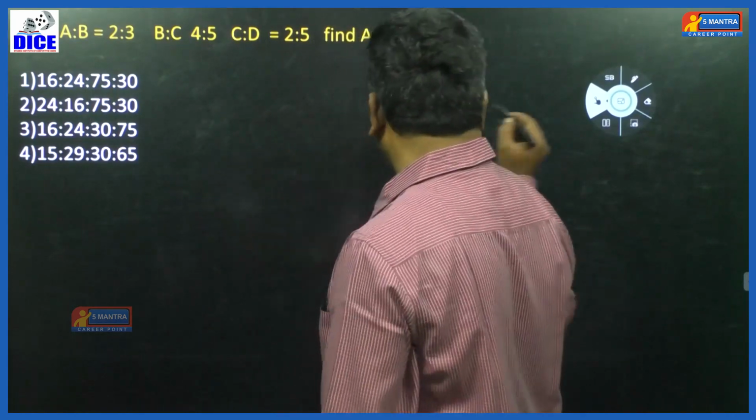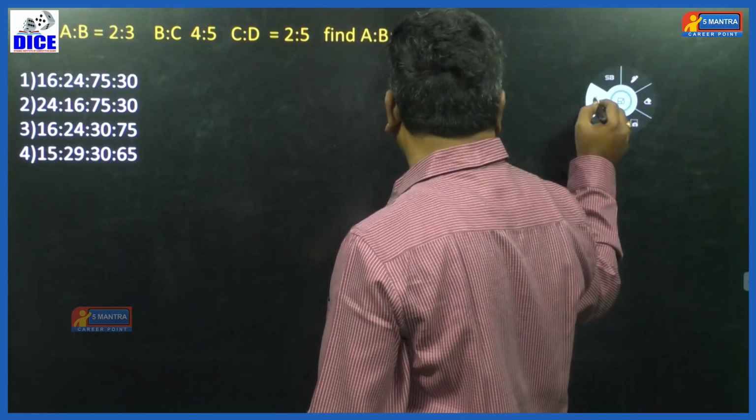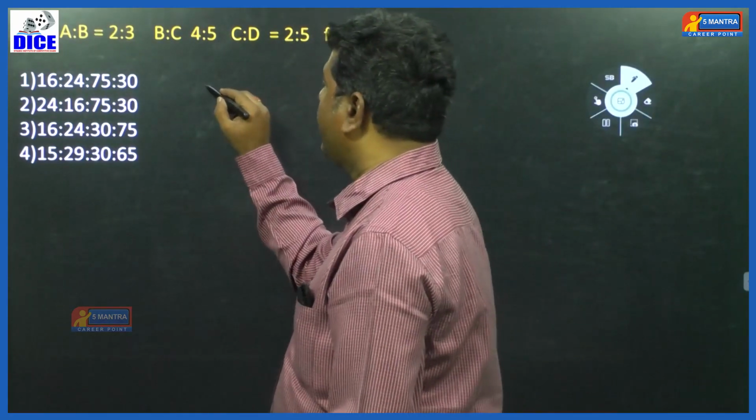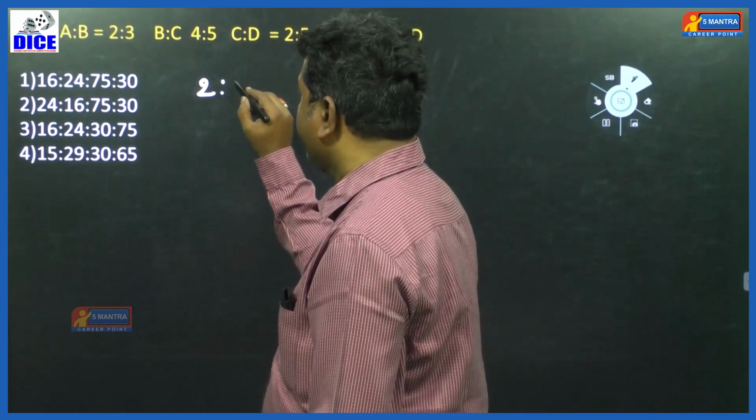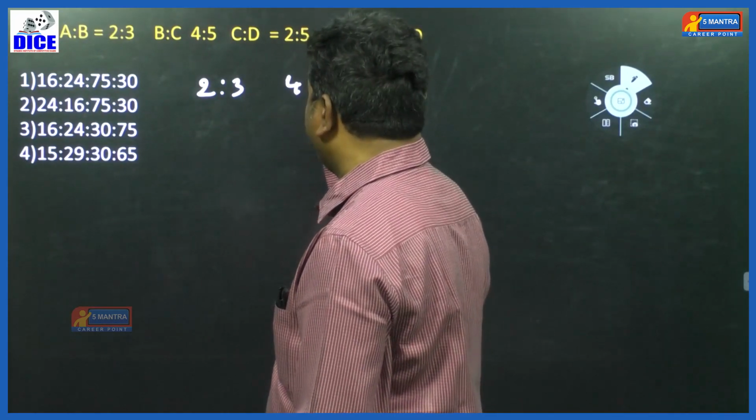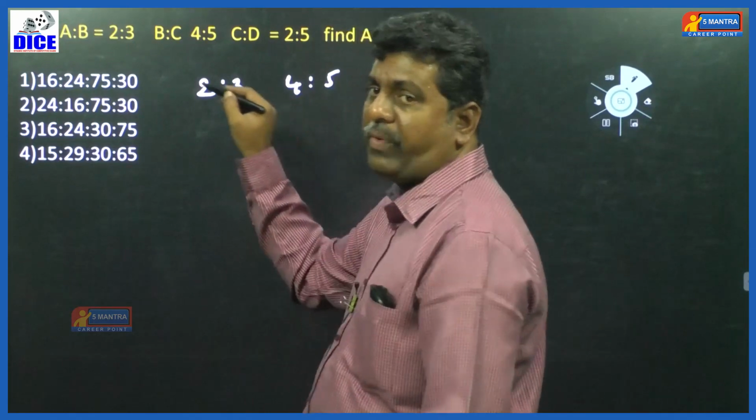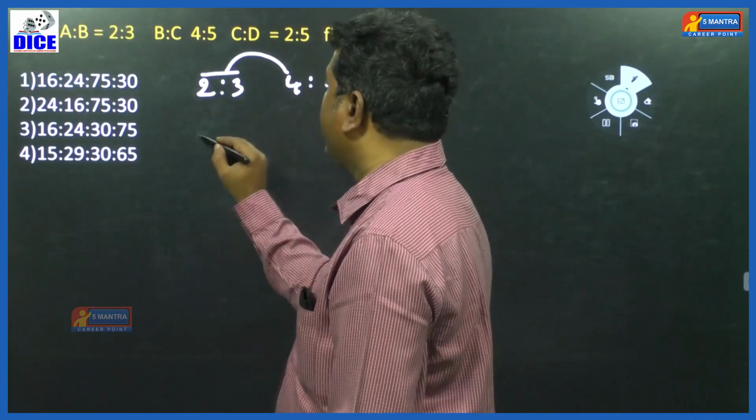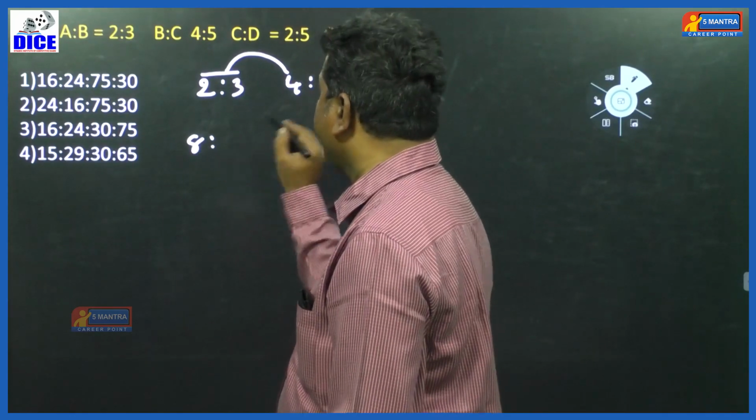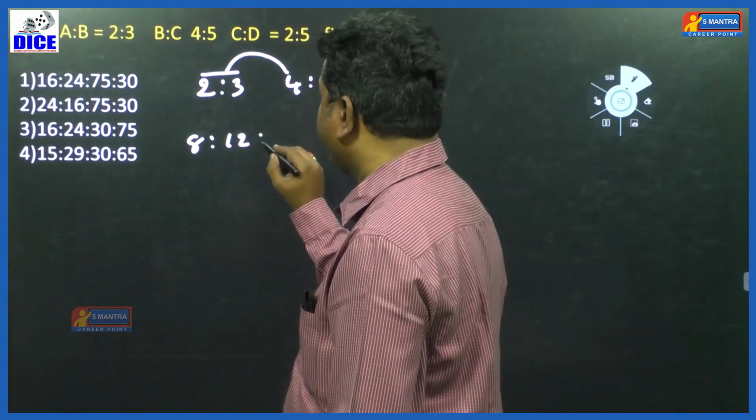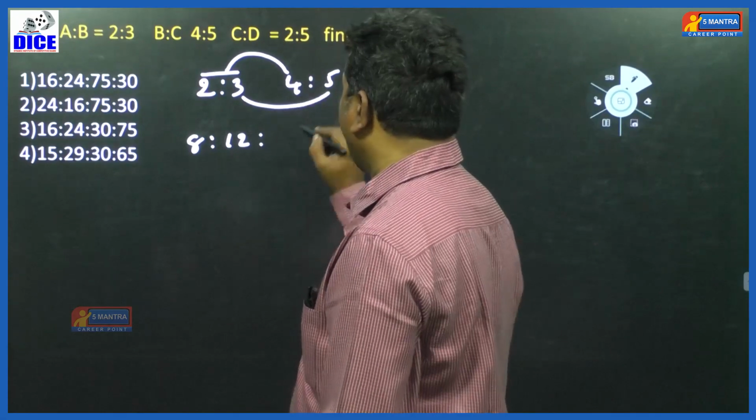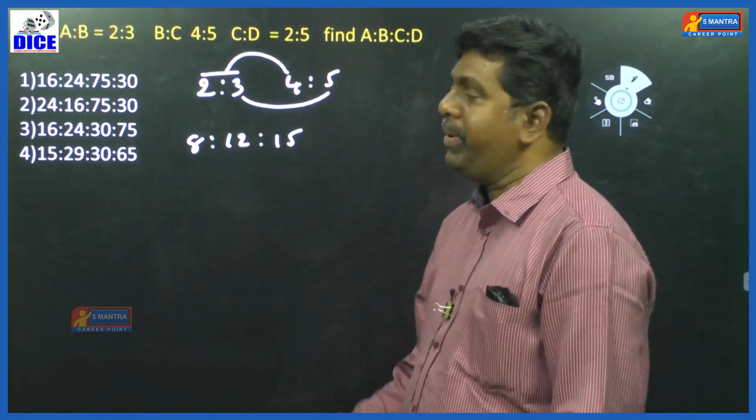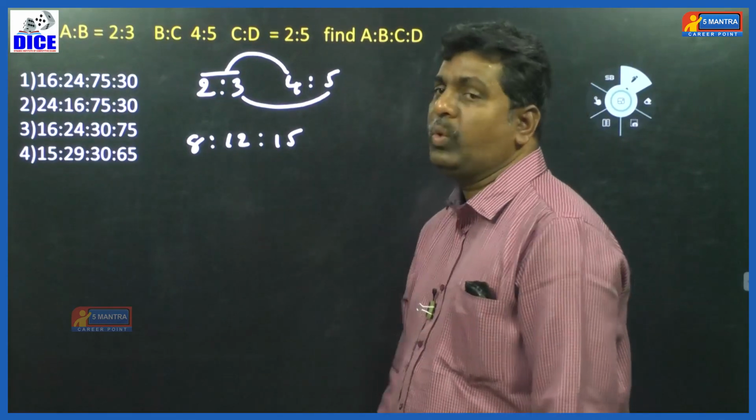Take the ratio first of all. The first ratio is 2:3. Second ratio is 4:5. First find out ABC. You know already how to find out. 4 with these two numbers. 4 into 2, 8. 4 into 3, 12. Next, last term, 3 into 5, 15. This is the finding of ABC. The ABC value is 8:12:15.